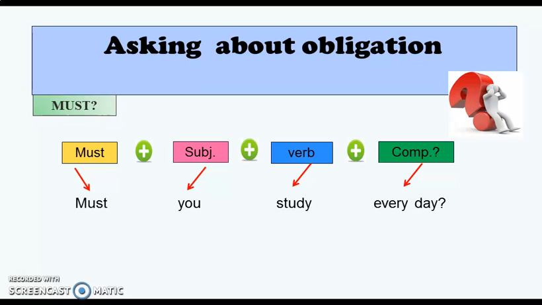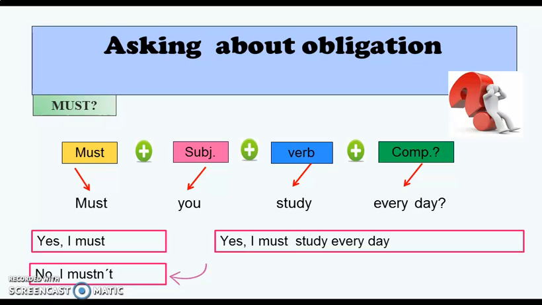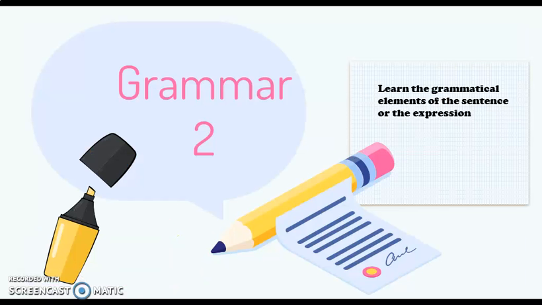And the answers could be in a short way or in a long way. Yes, I must. Sí, sí debo. No, I mustn't. No, no debo. These two are short ways to answer, positive and negative. Yes, I must study every day. No, I mustn't study every day. These two are long answers, positive and negative.